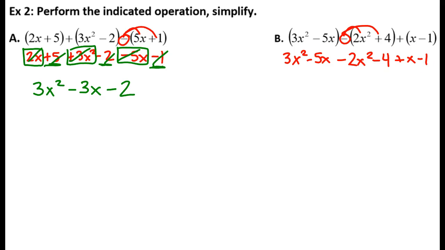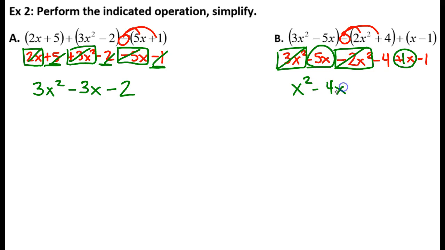So now combine like terms. My largest exponent is x squared, so that's 3x squared minus 2x squared. 3 minus 2 is 1. So it's 1x squared. You can write the 1 here if you want to. I prefer not to. So I'm done with those 2 terms. Negative 5x plus x. So again, that's negative 5 plus 1 leaves me with negative 4x.